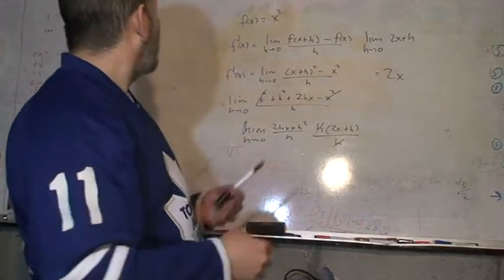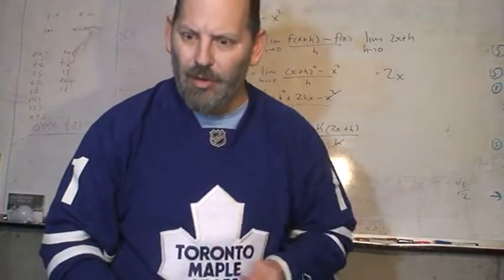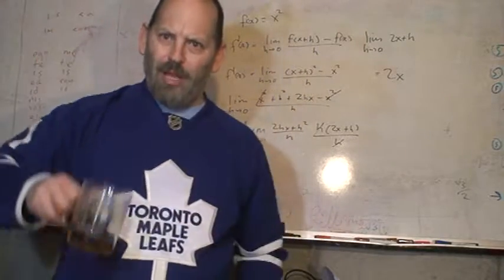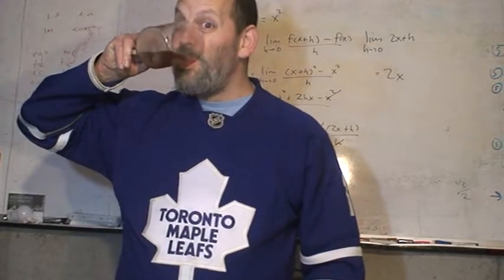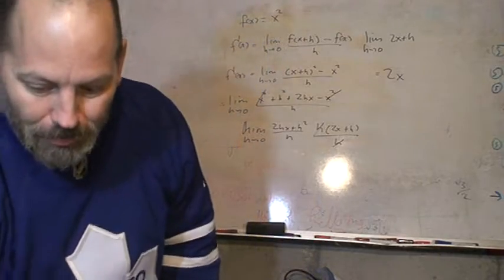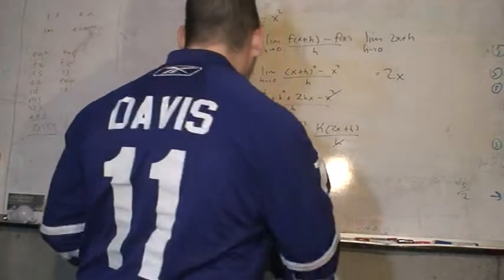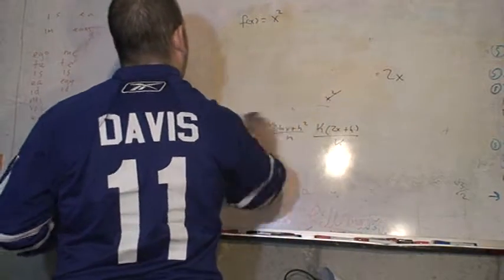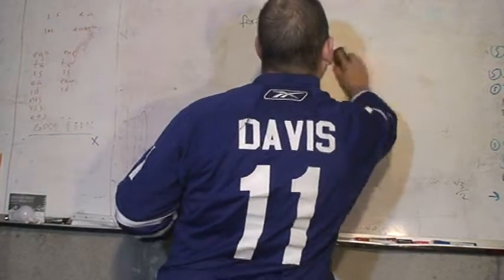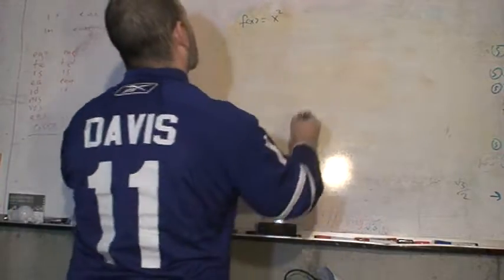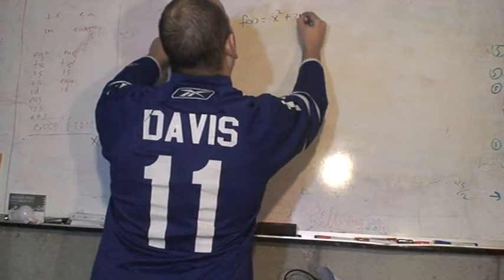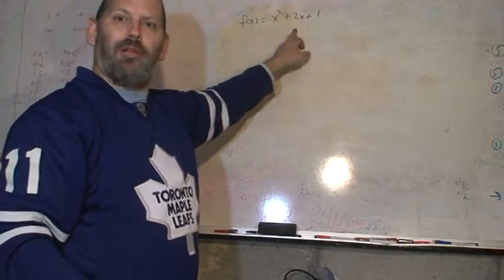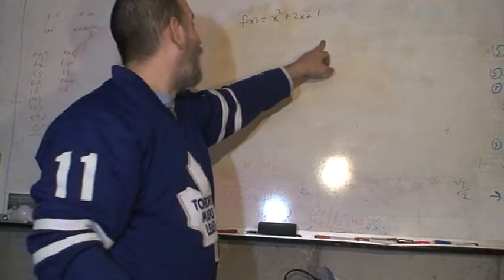Now, we can do one that's a little more complicated. Actually, let's do that. But before we do that, let's take a drink. Oh boy. Let's do another quadratic, since these are great. Something like this: x squared plus 2x plus 1.